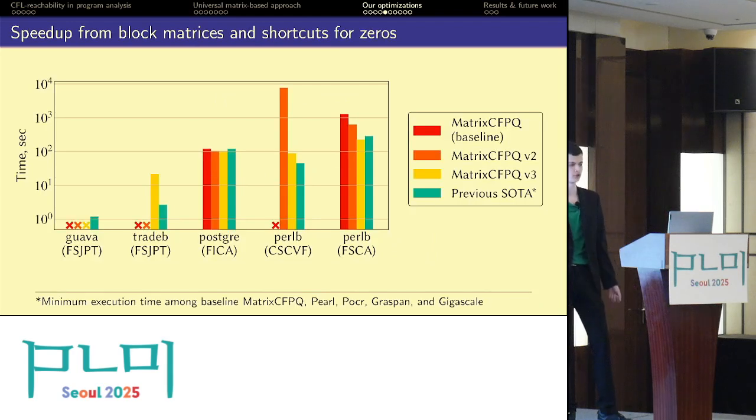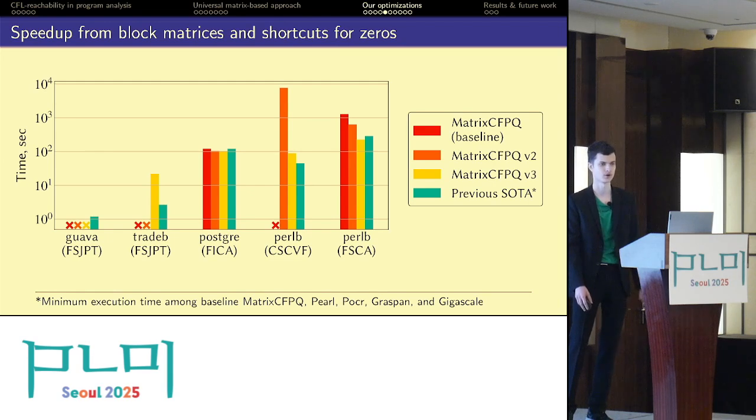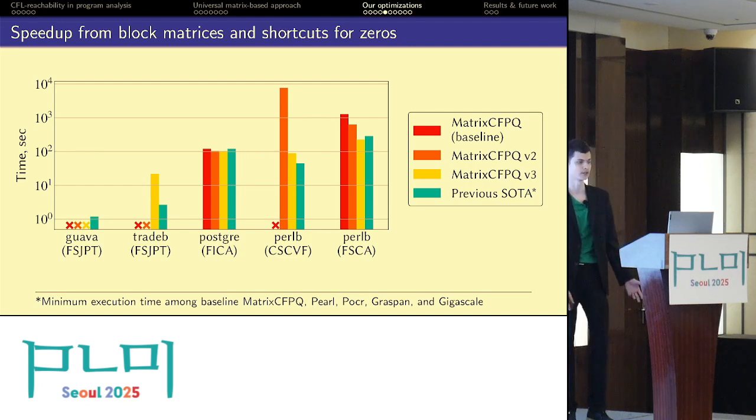So let's look at execution times once again. Here the version of MatrixCFPQ with all discussed optimizations is shown in yellow. We can see that it is significantly faster than the previous version and that it also starts to get competitive with the previous state of the art. But we still have 3 more optimizations to go.